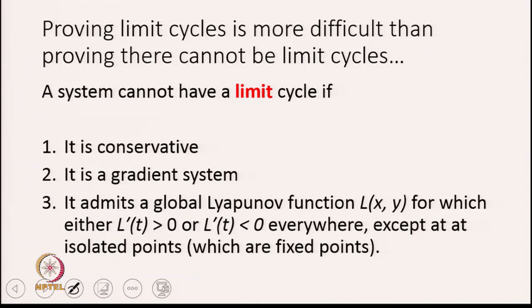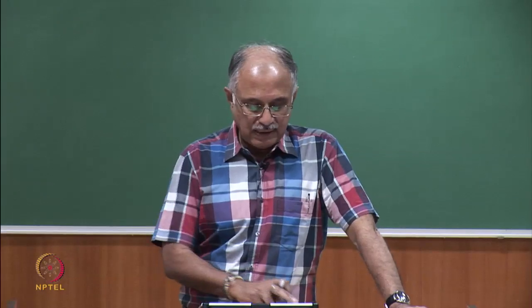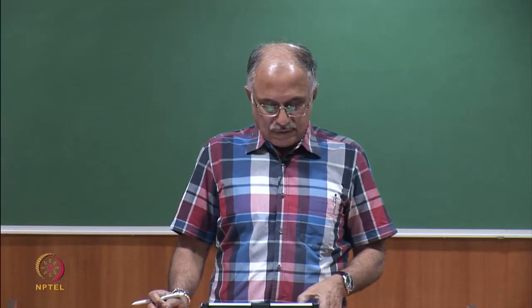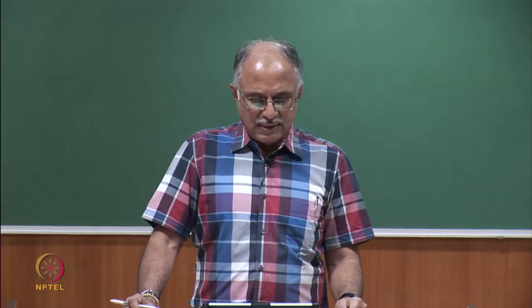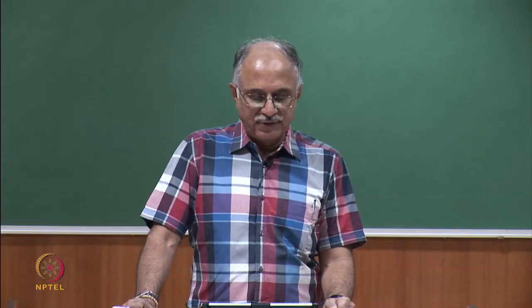One, that it is a conservative system, that is, there is some conserved quantity. Two, that it is a gradient system, and I will get to that in a moment. And three, that it admits a global Lyapunov function L of x y, for which either L dot is 0 or L dot is negative everywhere except at isolated fixed points. So, what are these various conditions? Conservative I will come to subsequently, but first let me look at what is a gradient system.